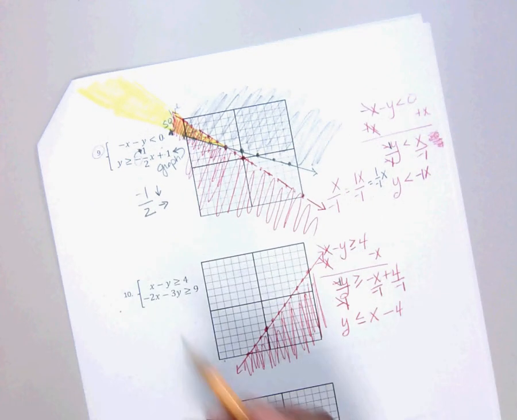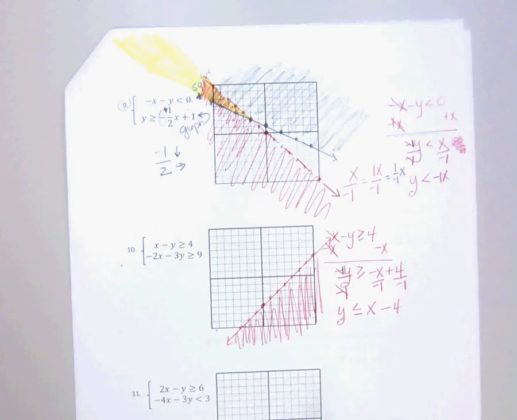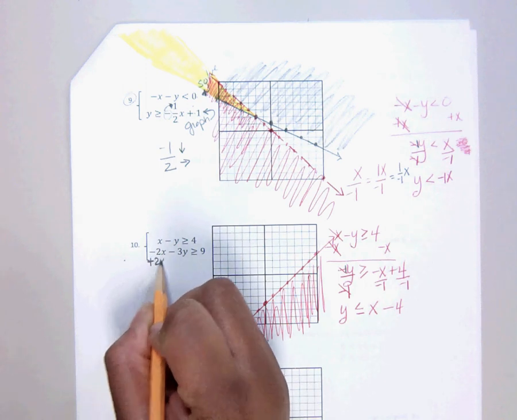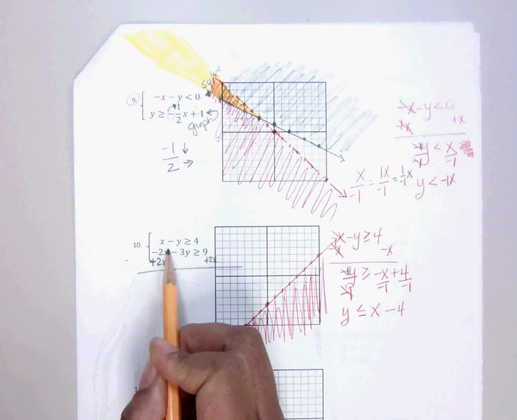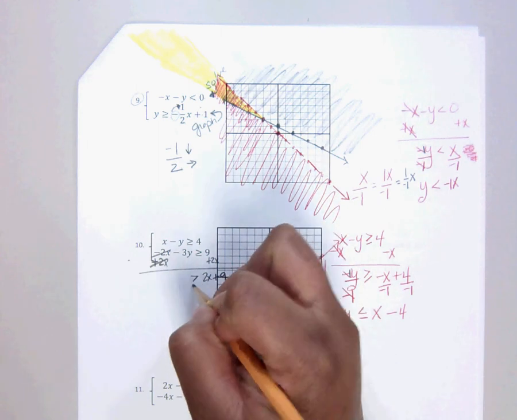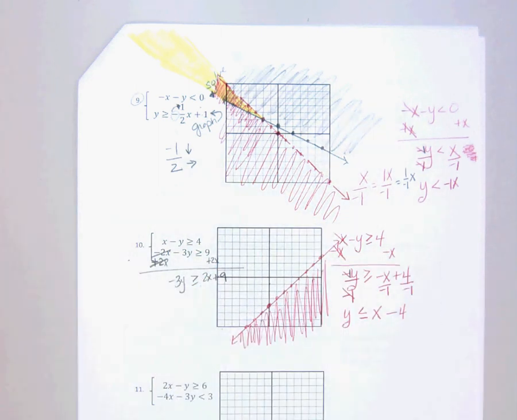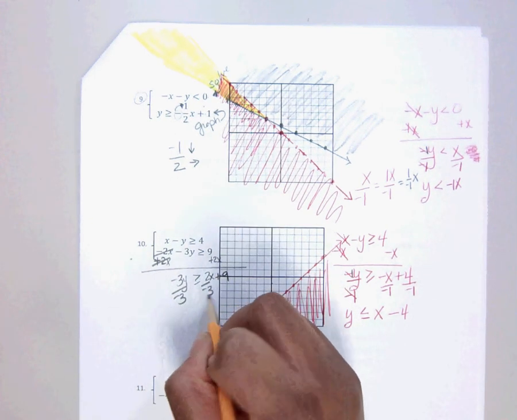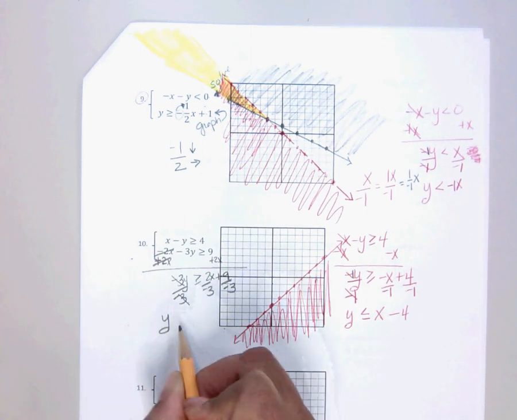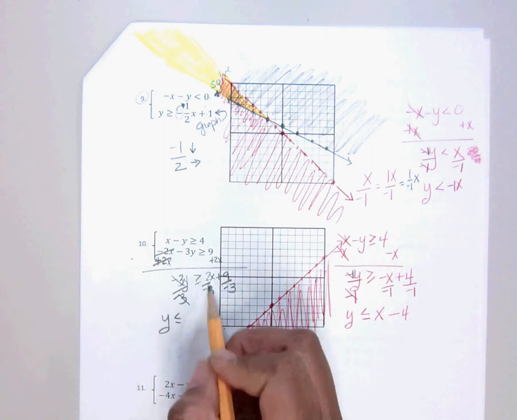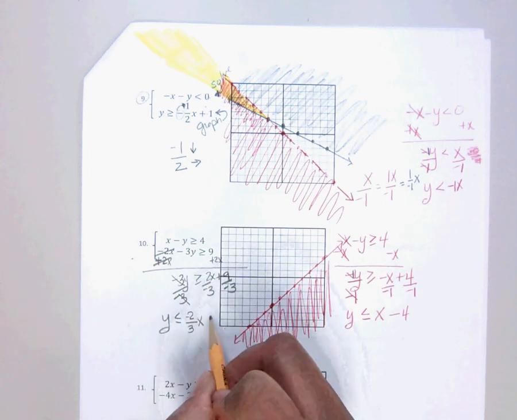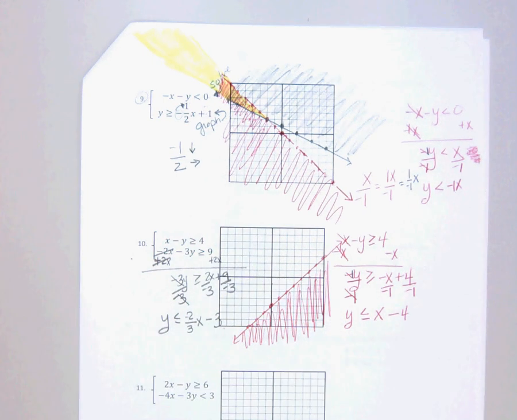Let's do the next one. Okay, we need to move the 2x. So we're not going to subtract, we have to add. And this does not become 11, it is 2x plus 9. Now you divide by negative 3. And this changes because you divide by a negative. How do you write that? Bring the negative sign up. This is negative 3, or minus 3.